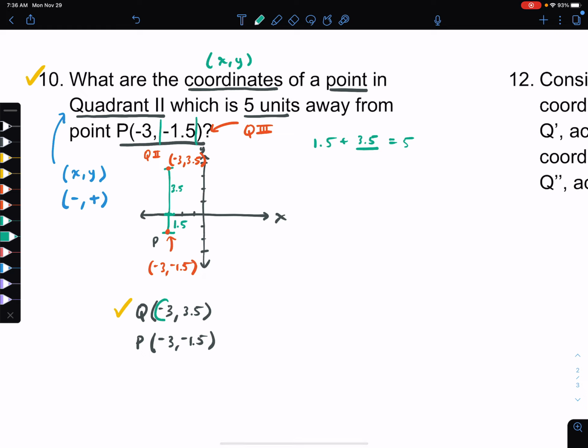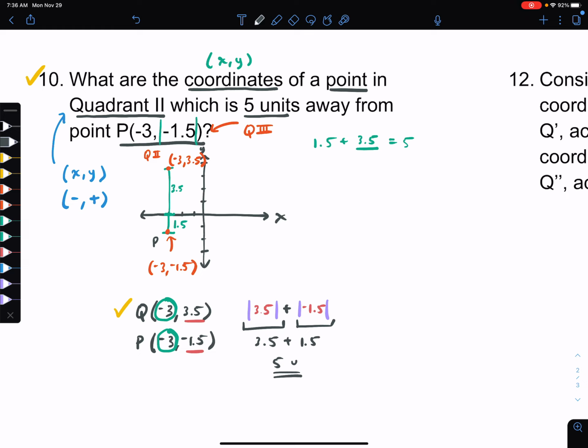So let's see. These match. So I'm going backwards now just to check. Let's see how far these are from each other. And if you add their absolute values, because they're in different quadrants, let's see what happens here. We're going to add, that's going to be 3.5, that's -1.5, 3.5 plus 1.5 does equal 5 units away from each other.